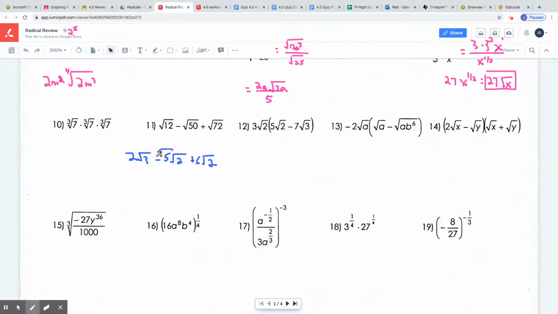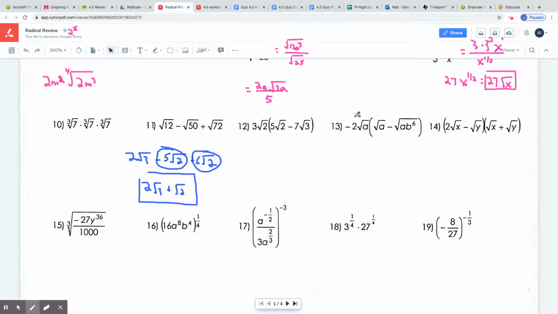So I can combine this one and this one because they're the ones that are the same. Can't do anything here. So the 2 root 3, can't do anything with it. Negative 5 root 2 plus 6 root 2. Keep the root 2s, just worry about negative 5 plus 6, which is 1. So just write root 2.